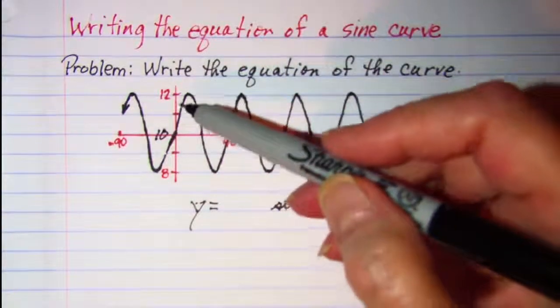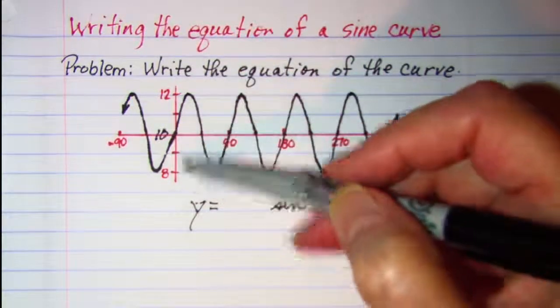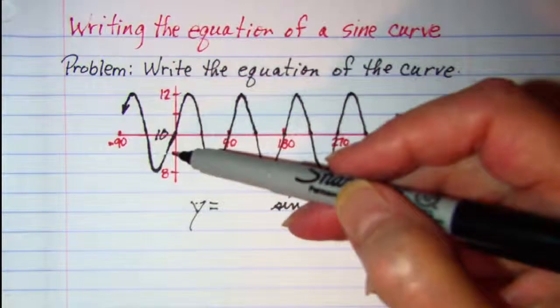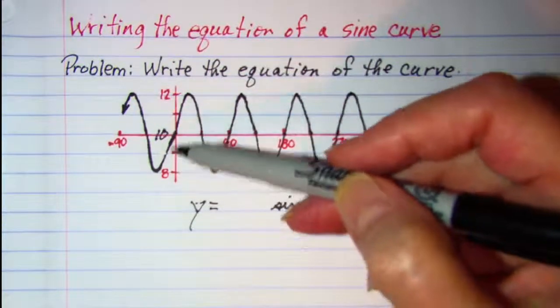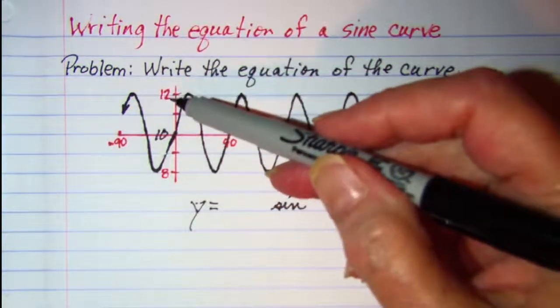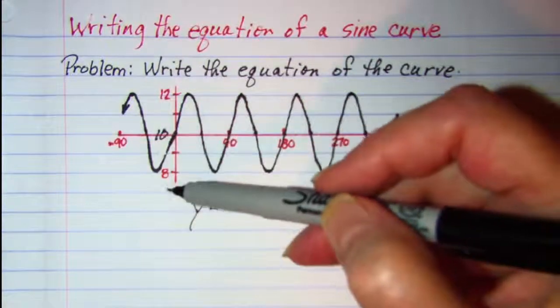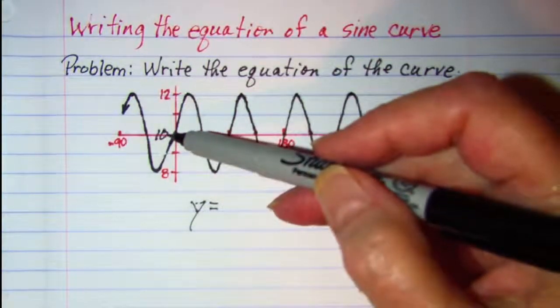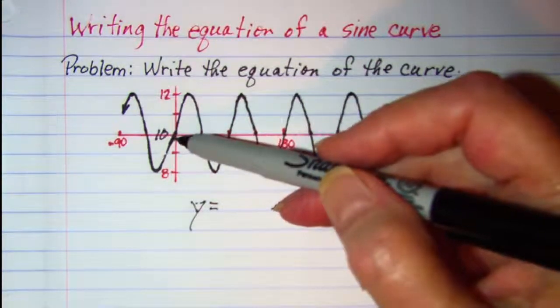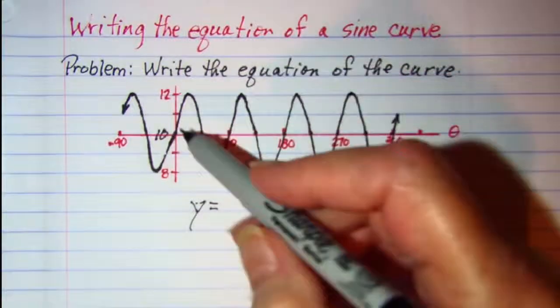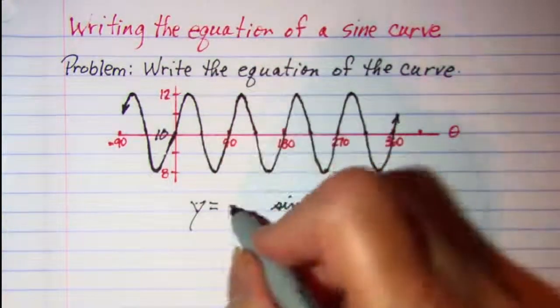Or you can take the space in between them, which is 4 units, and halve that and get 2. So 2 down from 12 is 10, or 2 up from 8 is 10. However you feel comfortable doing that. So our center line is at 10.